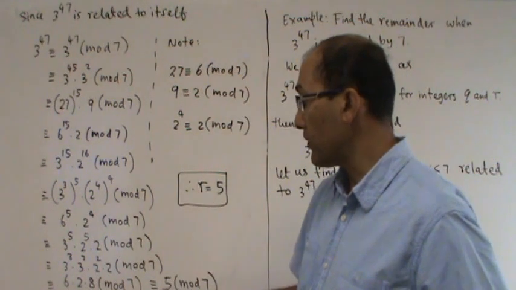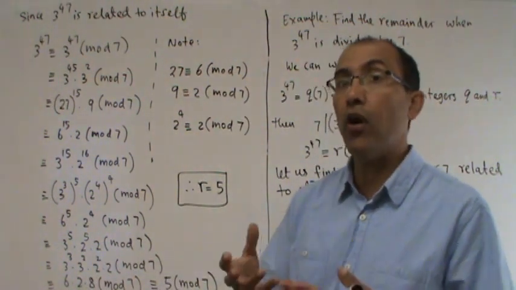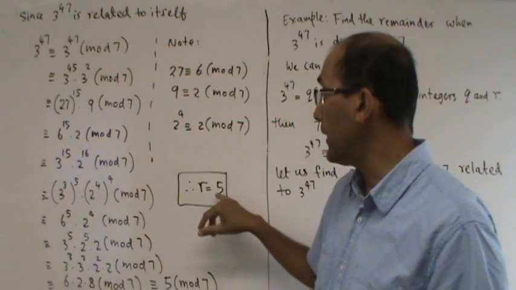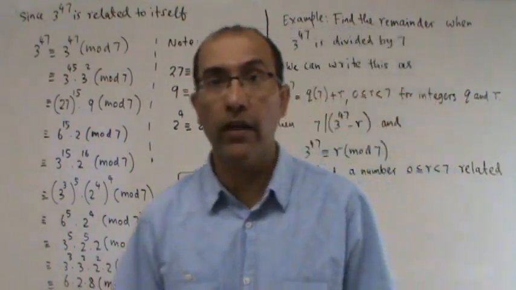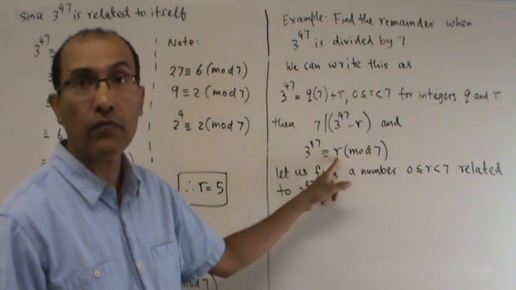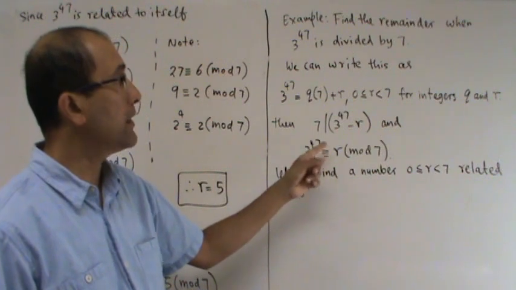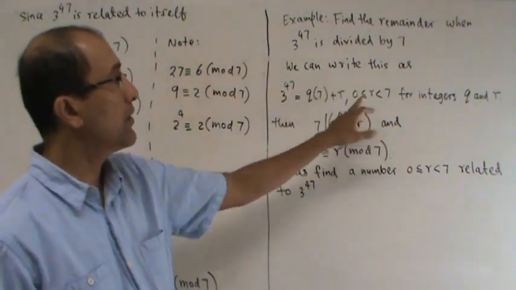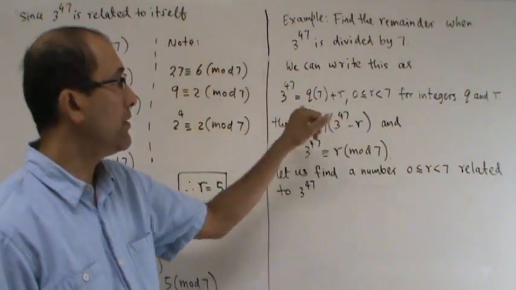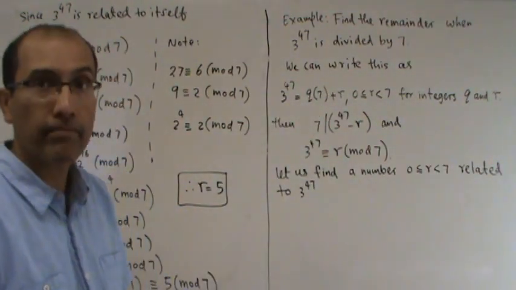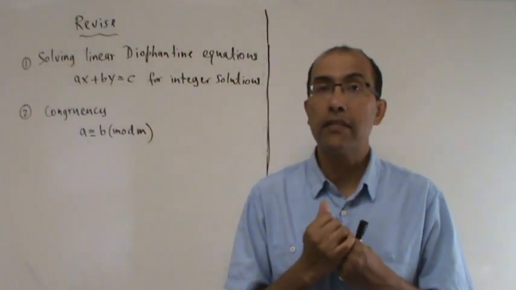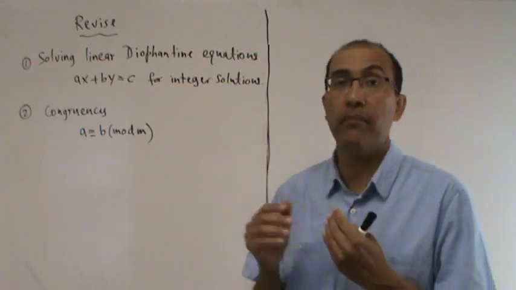So 3 to the 47 is related to 5. What we want to do is to bring it down to a number between 0 and 7, and therefore the remainder is 5. 3 to the 47 is related to 5, and that 5 happens to be the remainder here, because 3 to the 47 minus 5 gets divided by 7. That's your example from lesson 4, and now what we discussed in lesson 5.